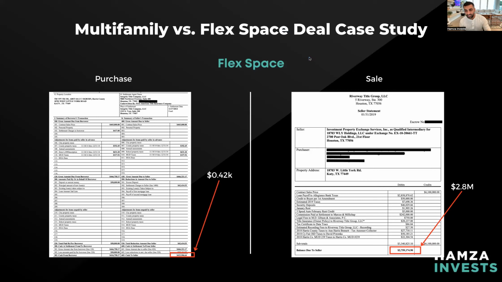Now, 6.1 million was the sale price. Obviously, I had debt. I had other things that I had to pay off. My take home after $420,000 was $2.7 million, $2.8 million, which is absolutely phenomenal. This is insane. This number is unheard of with this type of investment.